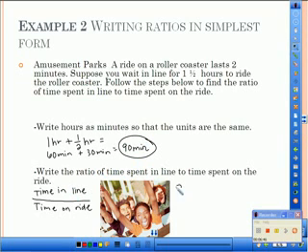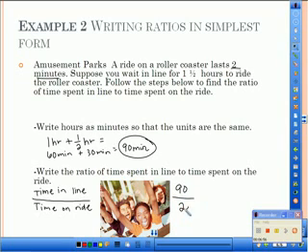The time in line in the form of minutes is 90 minutes, so we'll put the 90 at the top of our ratio, in the numerator of our ratio. And then the time on the ride from the problem was 2 minutes. So we'll put the 2 in the denominator of our ratio.